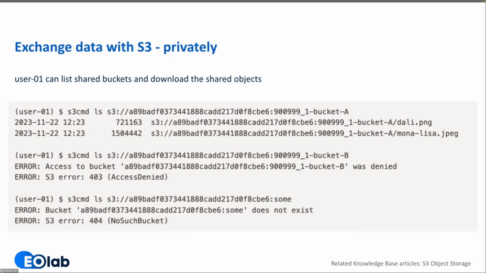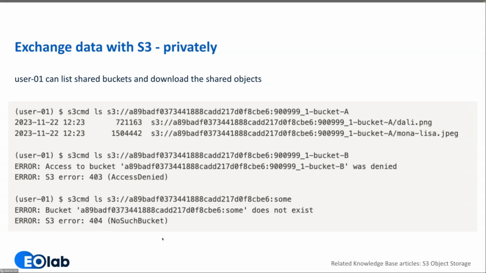I showed 3 cases. In the first case, generally you can send the S3 colon slash slash A89 and the whole link to the other user, and then he or she can use this to list the buckets.